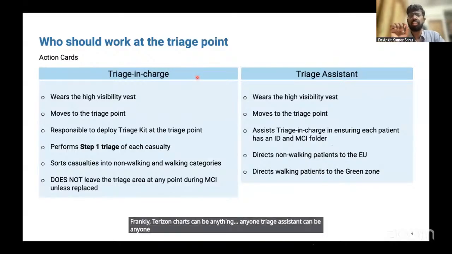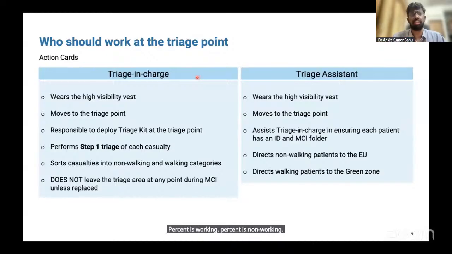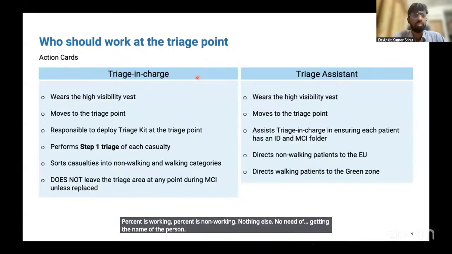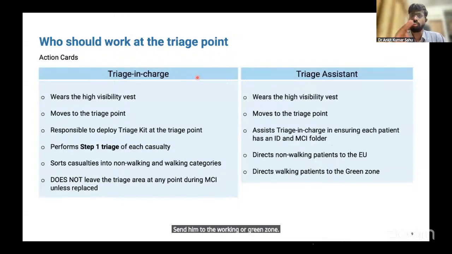The basic thing is the person who is posted in step-1 triage should be able to decide only one thing: patient is walking, patient is non-walking, nothing else. No need of getting the name of the patient, no need of getting the date of birth, no need of getting anything of the patient. You just have to decide: if the patient is walking, send him to the walking or green zone. If the patient is non-walking, send him to the red zone or non-walking zone.